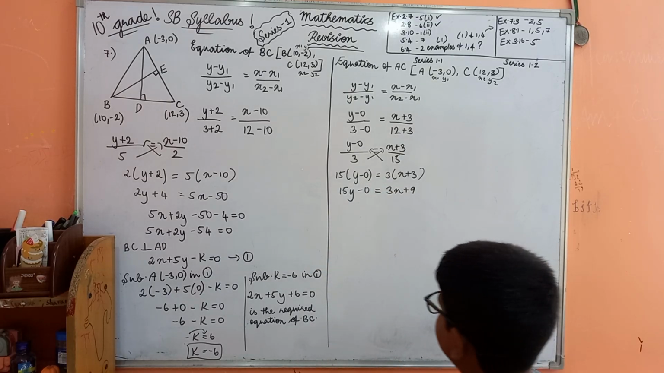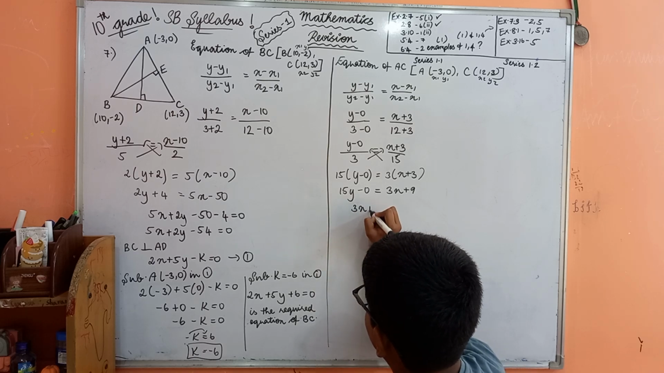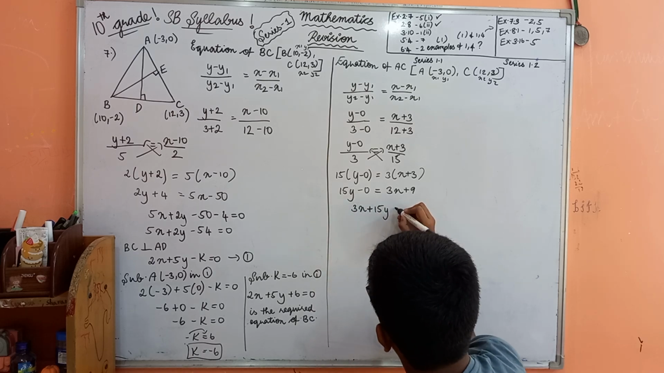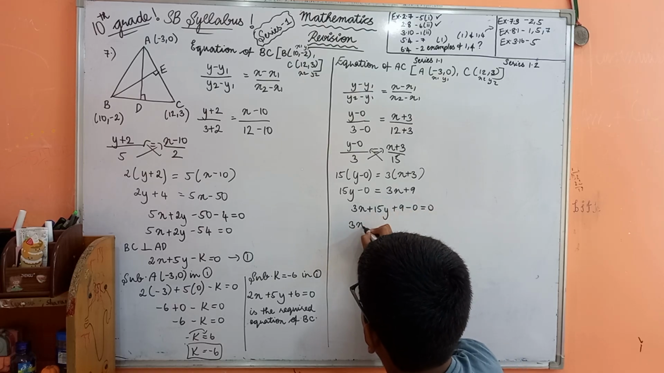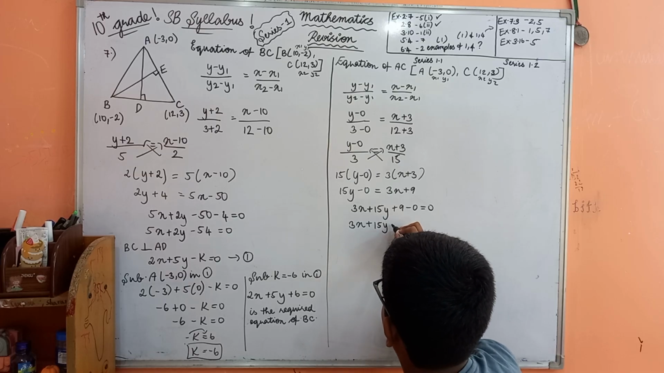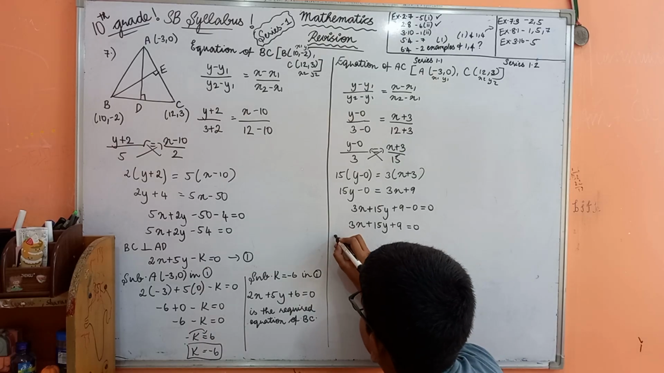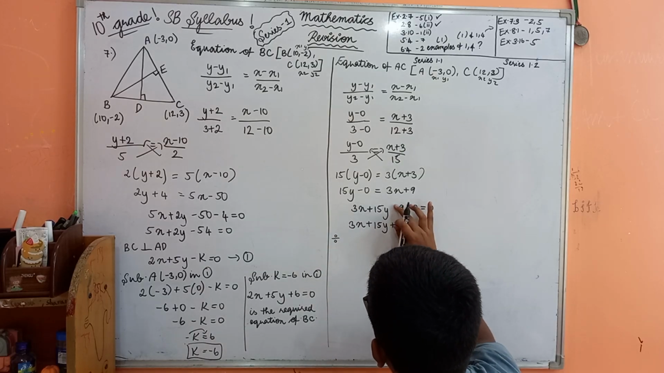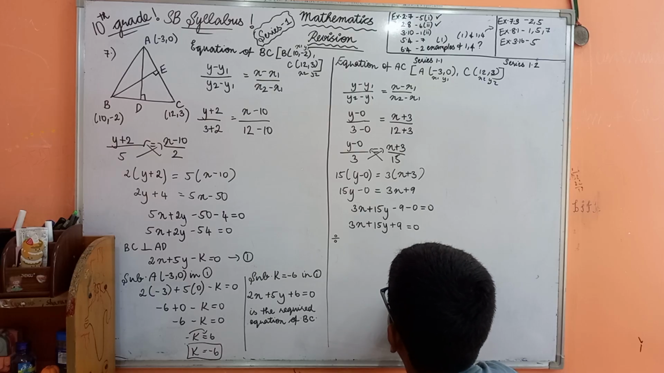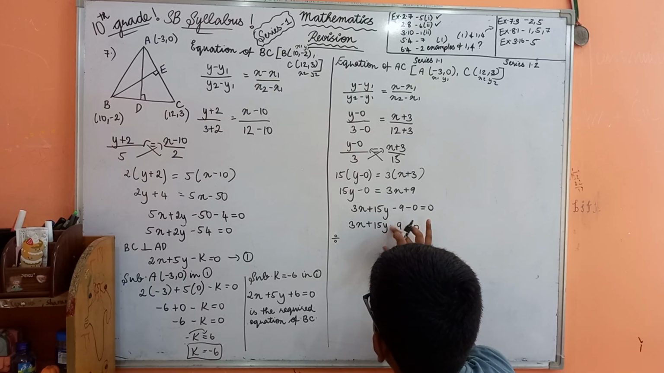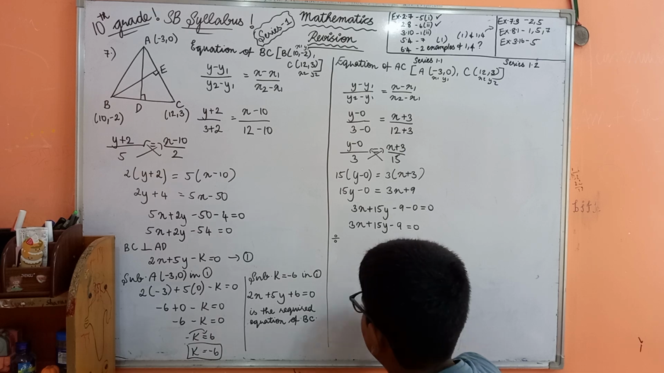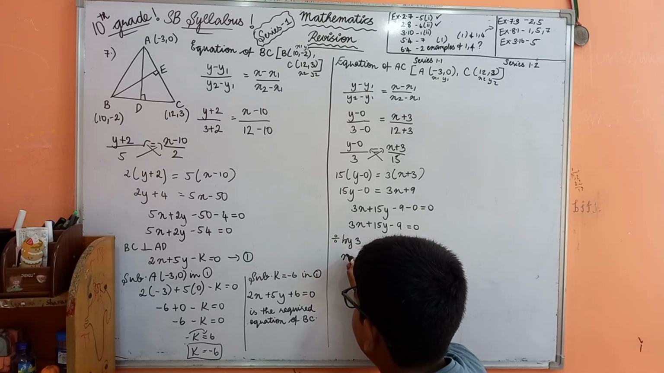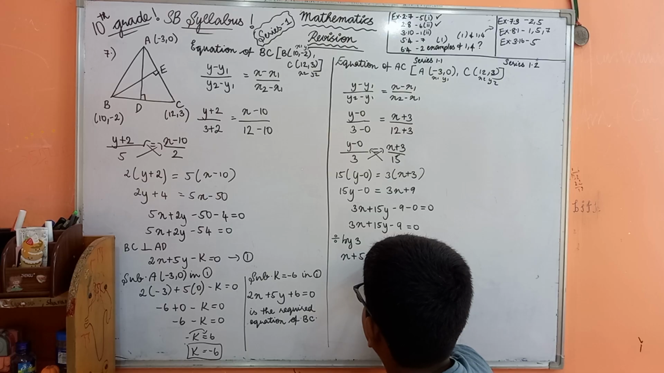So you have to get it into the general form. It's 3x plus 15y... I mean 3x minus 15y plus 9 minus 0 is equal to 0. Then we get 3x minus 15y plus 9 is equal to 0. So we're going to divide it by 3, and the constant is minus 9. So dividing by 3, we get x minus 5y plus 3 is equal to 0.